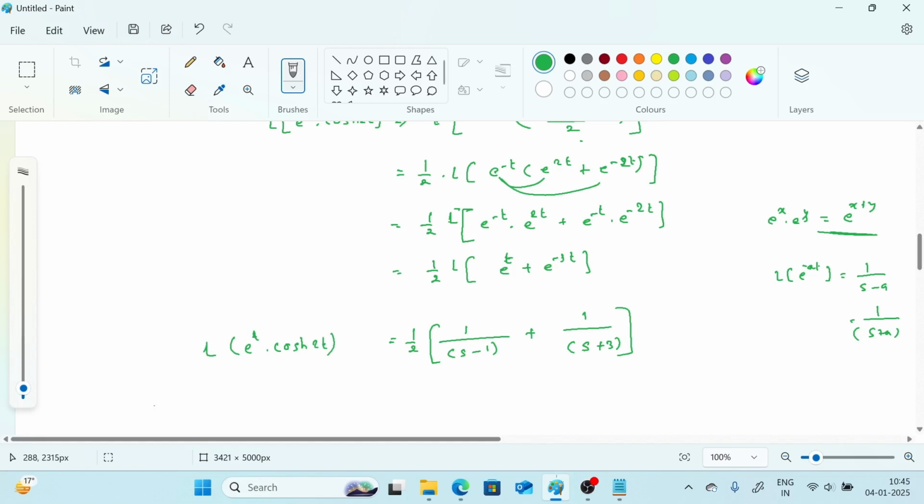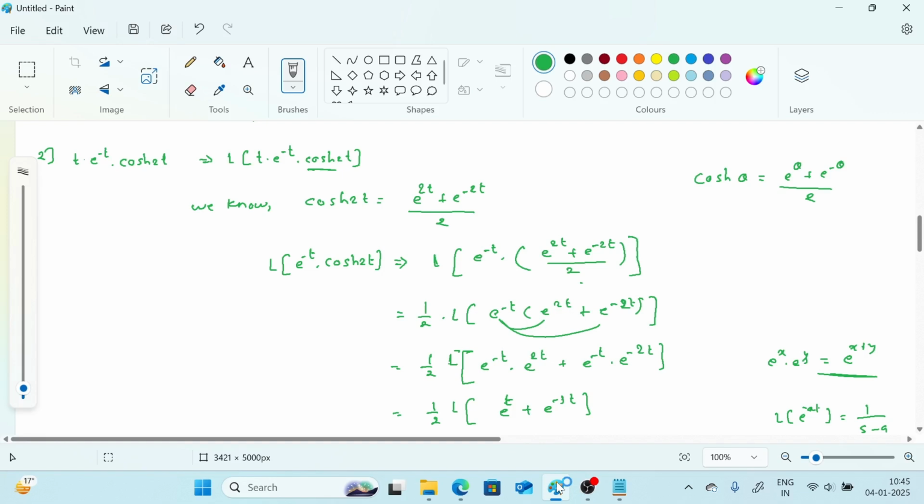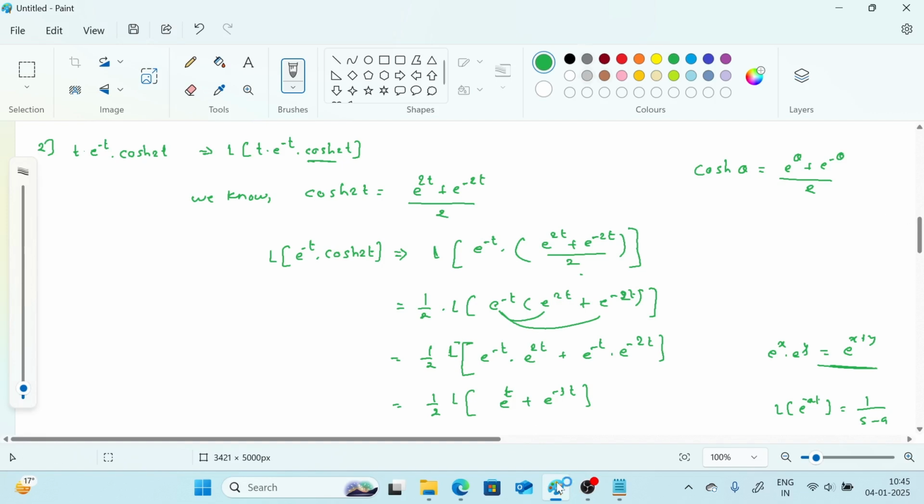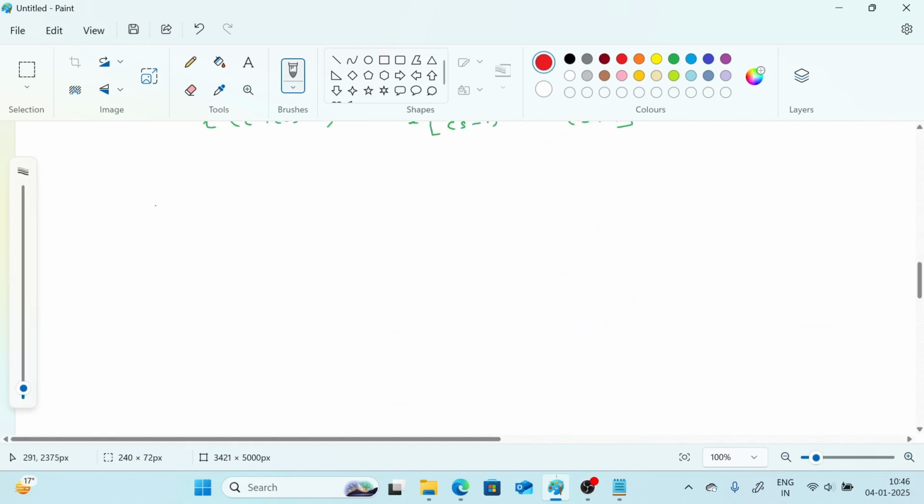Now, what is our requirement? What we have to do? We have to find the Laplace for t into e raised to minus t cos hyperbolic 2t. So we have received as of now the value for this term, right? This e raised to minus t into cos hyperbolic 2t. Now we have to find the value for the entire term, right? So what can I do? I have to apply property number 2.